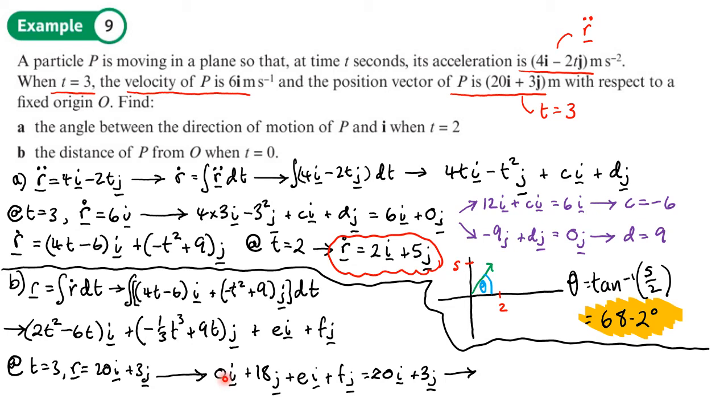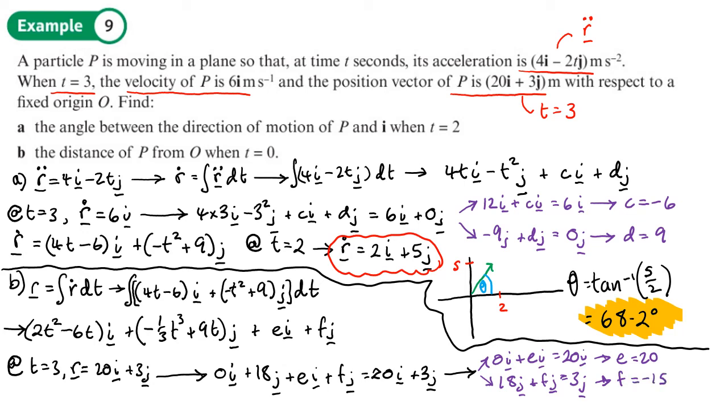So looking at my i terms, 0 plus e equals 20. Let's write that down. 0i plus ei equals 20i. So that means that e is 20. And then for the other bit, we have the j bits, 18j plus fj equals 3j, which means that f equals negative 15.